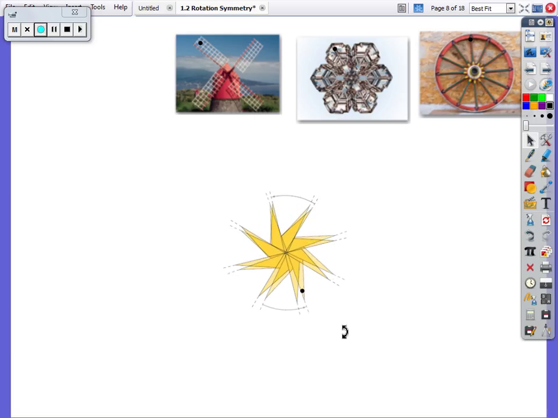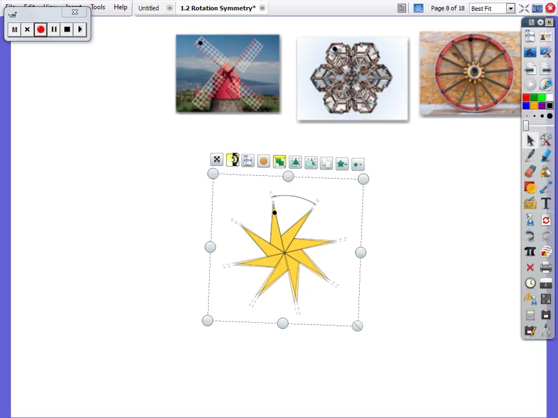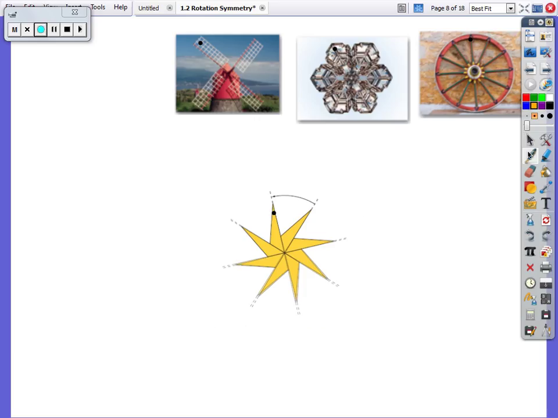But you rotate it again, you can see it matches up, and rotate it again, you can see it matches up. So for this one, if you talk about the order of rotation, there's one rotation here, 2, 3, 4, 5, 6, 7. So the order of rotation would be this one.